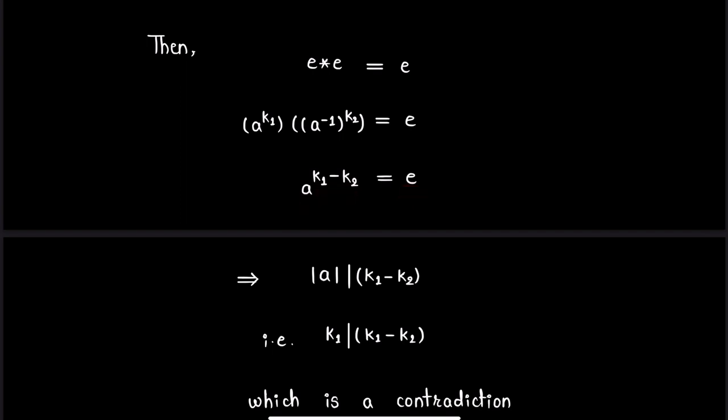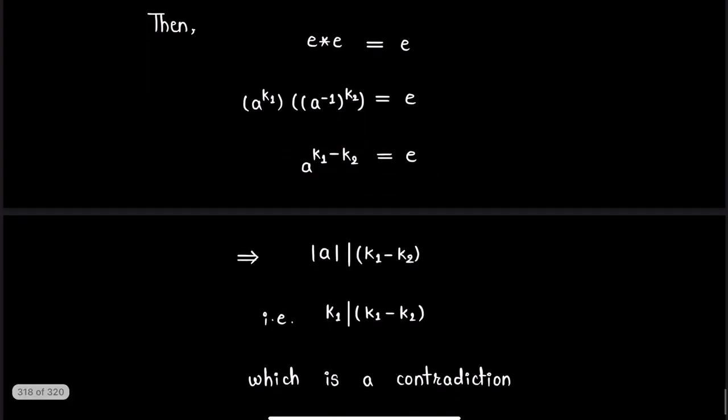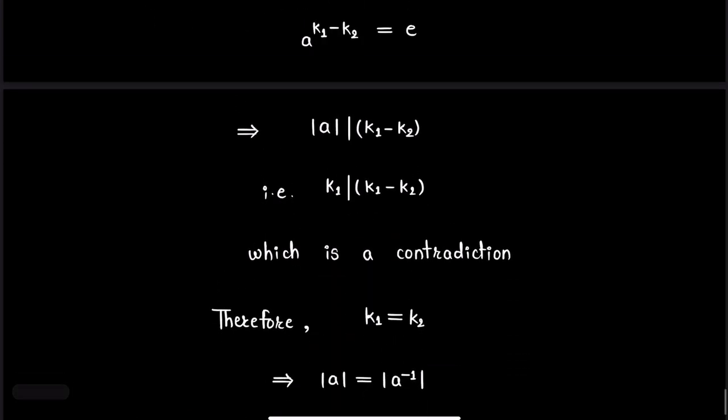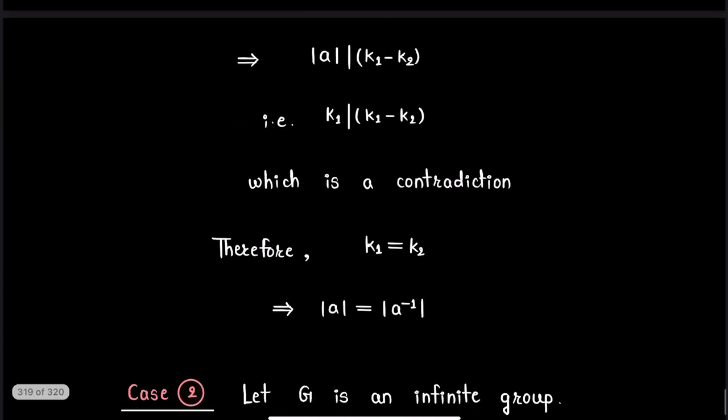Now since a^(k1 minus k2) is equal to identity, we get that the order of a will divide k1 minus k2. That is, k1 will divide k1 minus k2. And so k1 will be less than or equal to k1 minus k2. But this is a contradiction, and hence we must have k1 equal to k2, that is, the order of a will be equal to the order of a inverse. So the result is true in the case of finite groups.